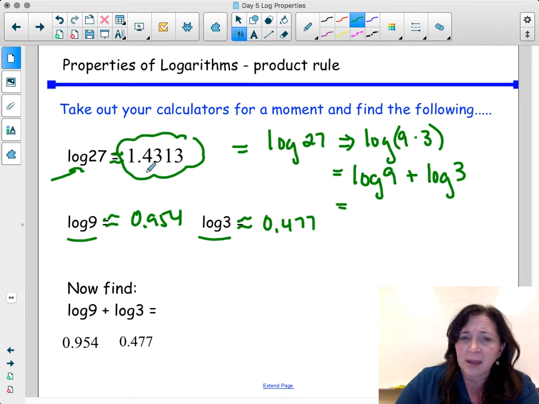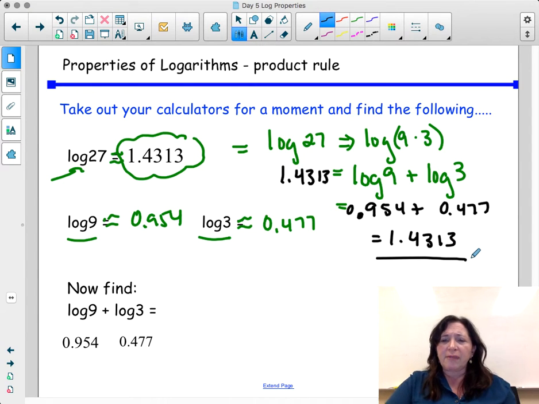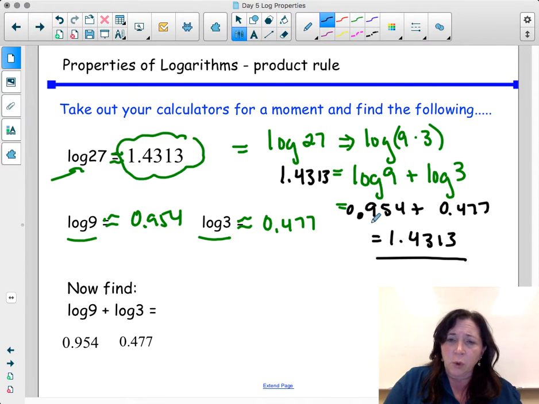And that means that if in fact this is equal to this, and log base 10 of 27 is 1.4313, then these two added together should be the same thing. That's 0.954 plus 0.477, and when I add these two values up, I in fact do get 1.4313. So you just have to add those up and plug those in, and that's what you should get. Now, these are approximations, of course, so the numbers might be off slightly, but that's what you're going to get.